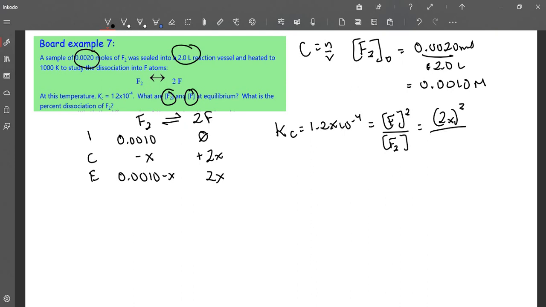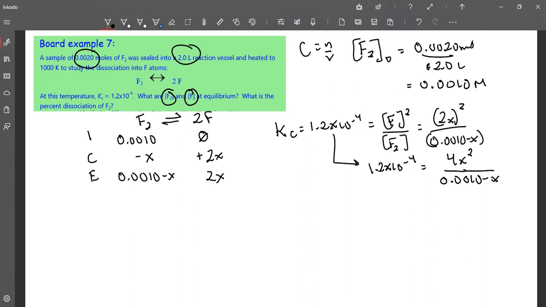So 2x squared over 0.0010 minus x. Okay, I'm going to simplify this a bit, just expand slightly. And we get 4x squared over 0.0010 minus x. Okay, good. My math form isn't here. I should continue left to right or top to bottom, not go around. But I'm going to just plug this in here. We know that this value is 1.2 times 10 to the minus 4. Okay, we have to solve for x.